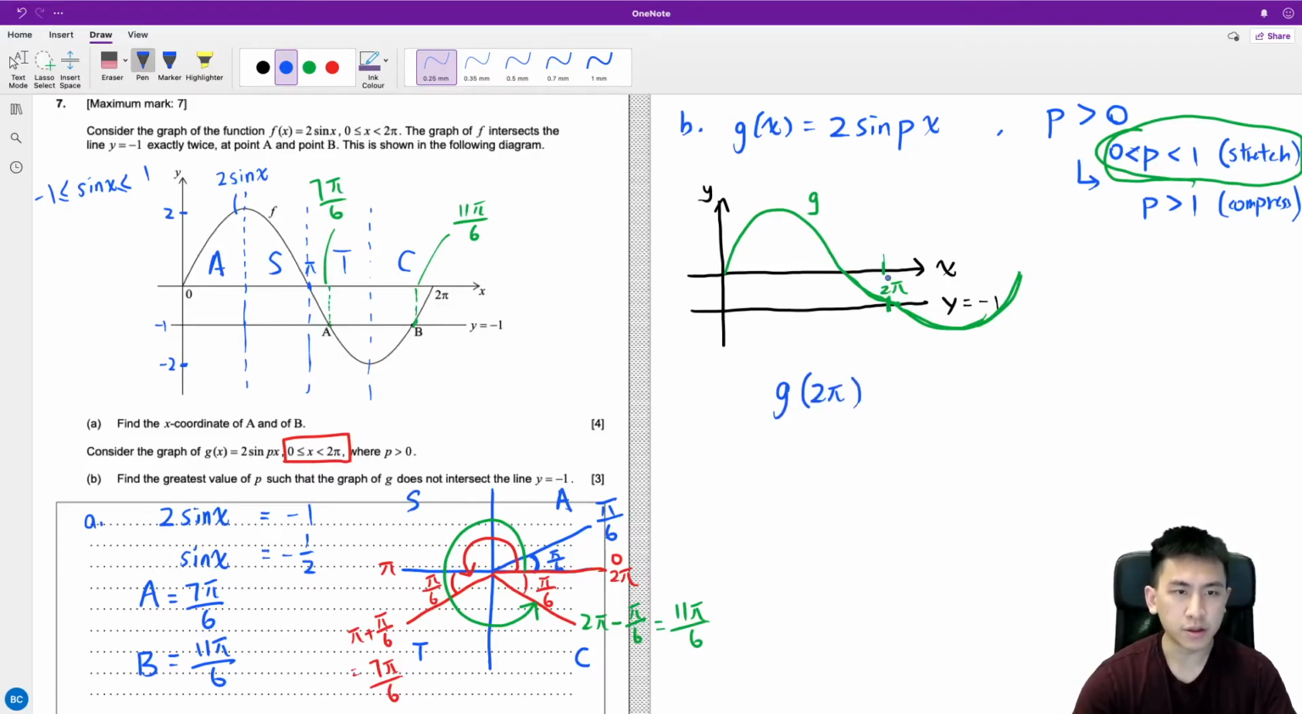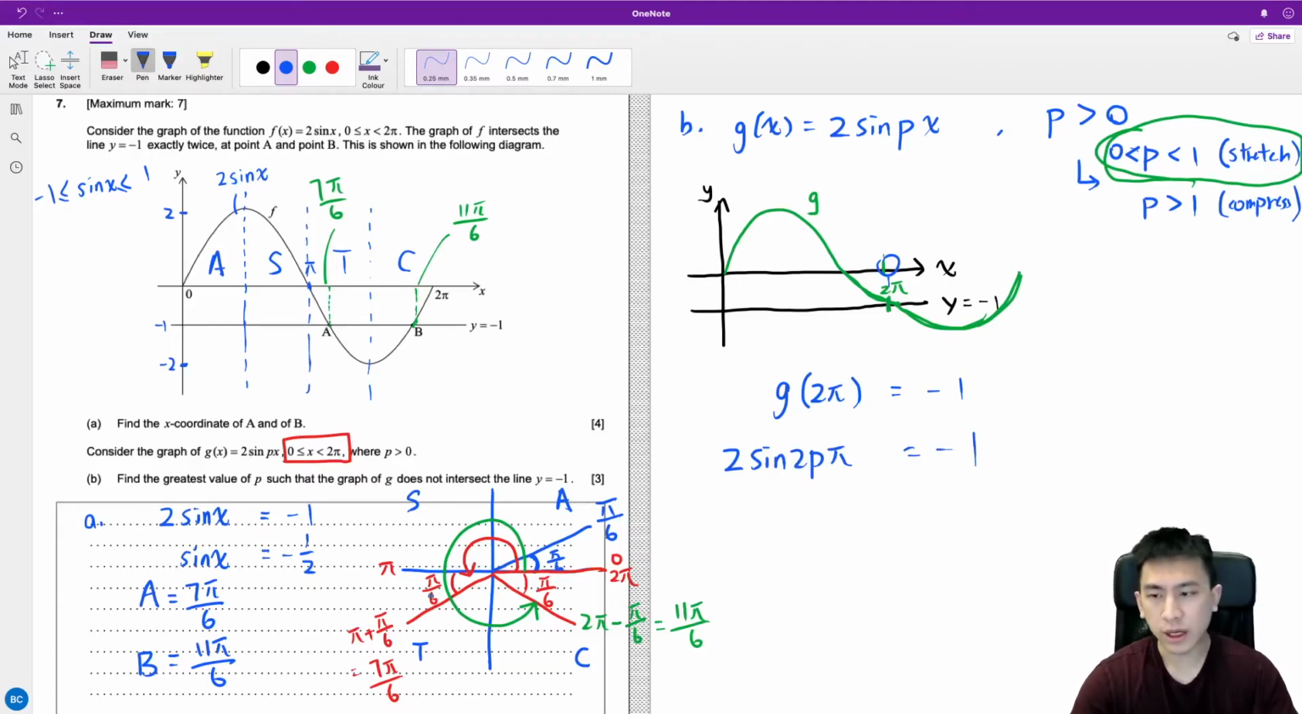That means when I put in 2π, I want to hit exactly -1, right? This is what I want. Now that's g. How about I stretch it just enough so that if I put 2π in there, I hit exactly -1, right? Okay, then if we solve it, that will be 2 sin(2pπ) equals -1.